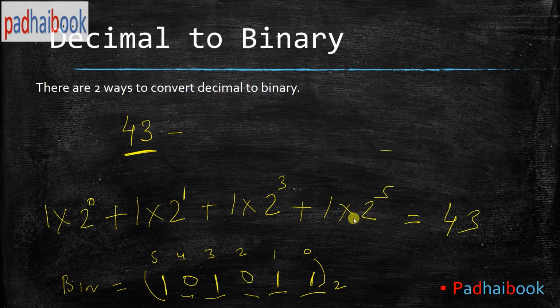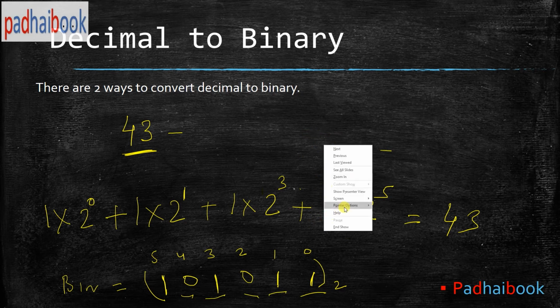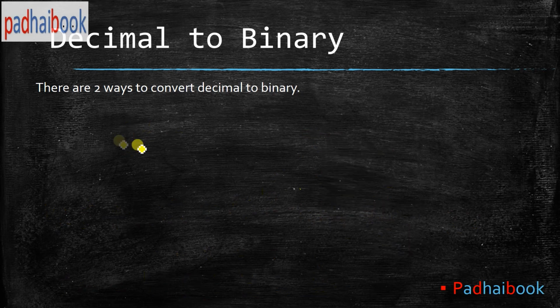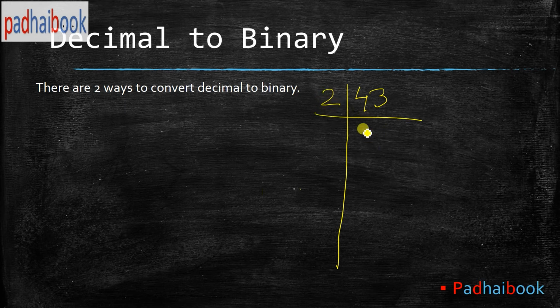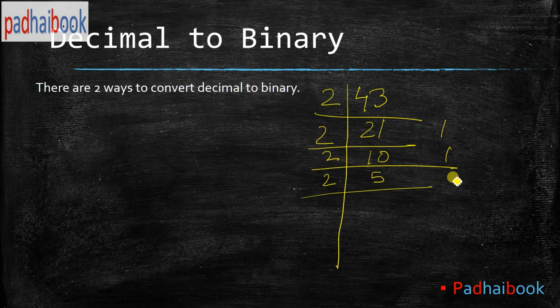Fine. Let's just talk about another method. So let's learn about another number, that is 43. In the second method, we repeatedly divide the number by 2. So we get 21, and the remainder is 1. Divide by 2, we get 10, the remainder is 1. Then 5 divided by 2, remainder is 0. Then divide by 2, the remainder is 1.